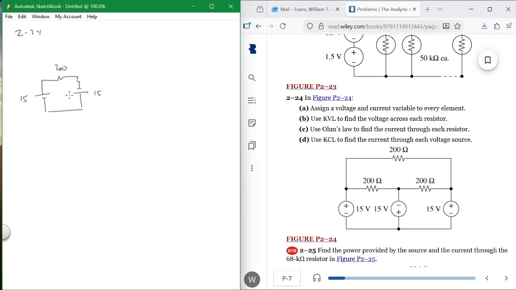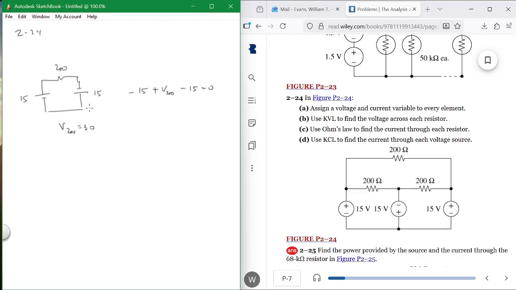So what's the voltage across that resistor? Right there. What's the voltage across that resistor? It's 30. V200 is equal to 30, all right? Why? Because you go around this loop: minus 15 plus V200 minus 15 is equal to 0. And the way you do that is you say minus 15 plus V200 minus 15 equals 0. The voltage across that resistor is equal to 30 volts.